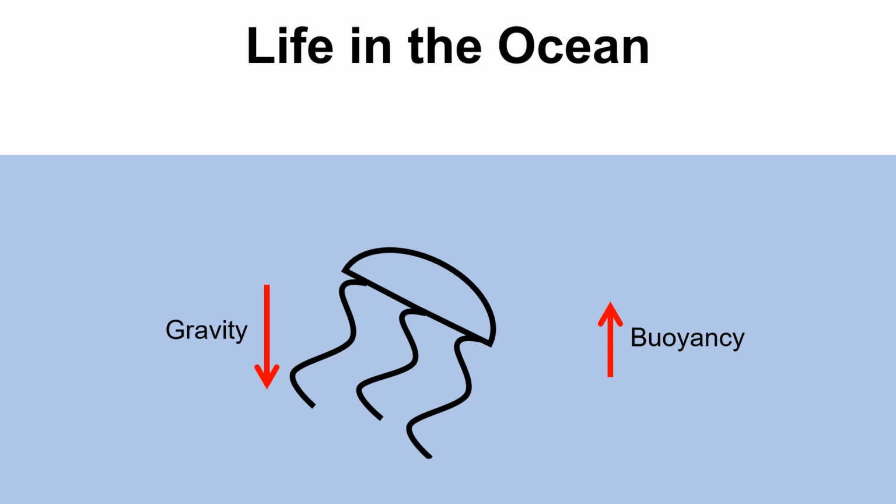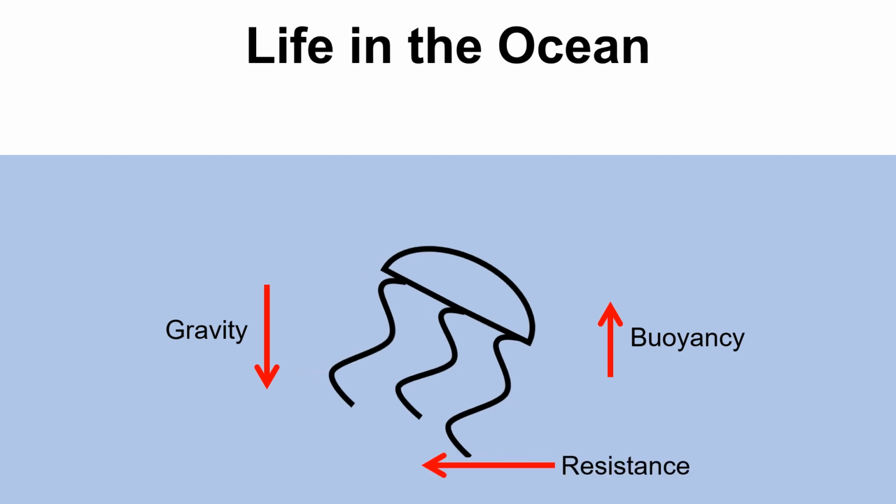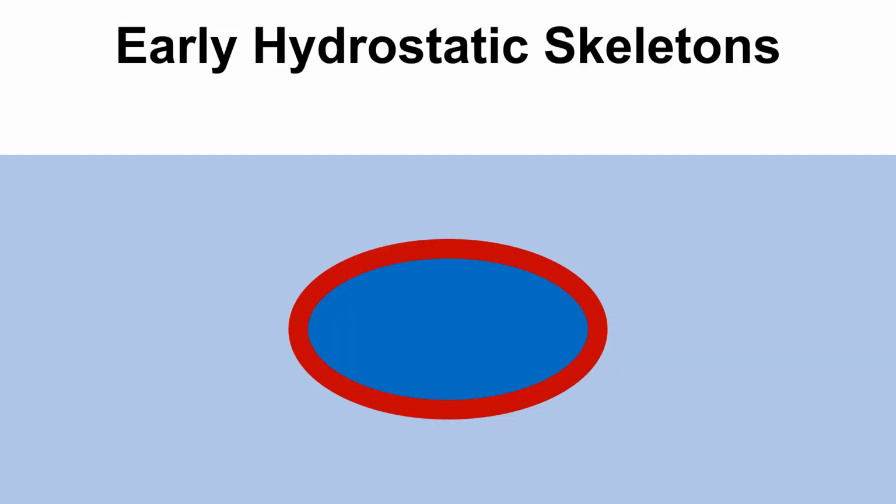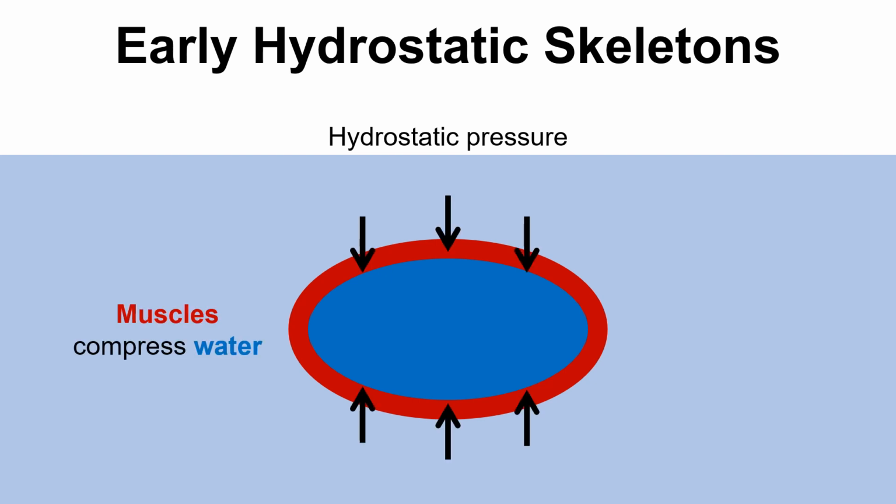However, as you may know from trying to run in pools or rivers, water also resists movement, so animals had to adapt to move efficiently through it. An early adaptation to enable quick movement through water was the ability to change the hydrostatic pressure within the chambers of the animal's body. This is done by muscles compressing the water in the body.